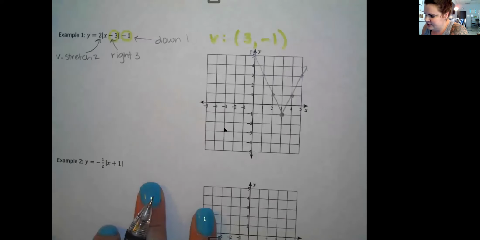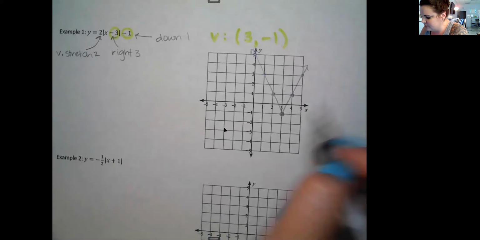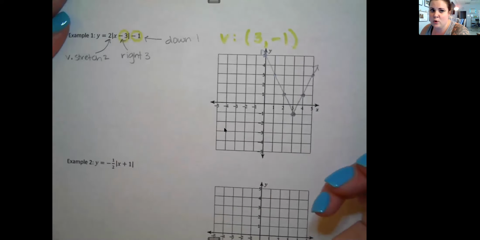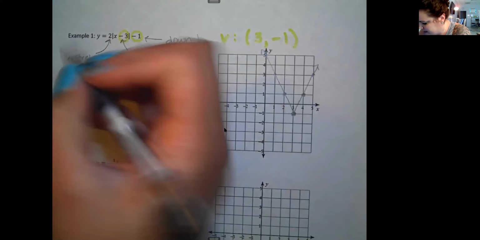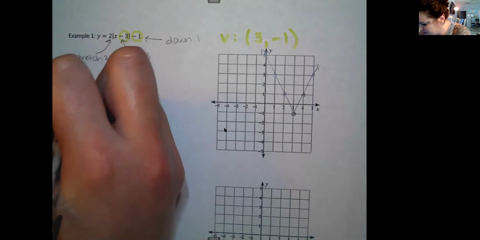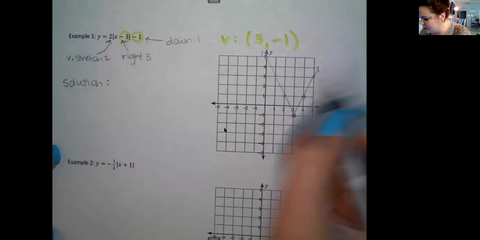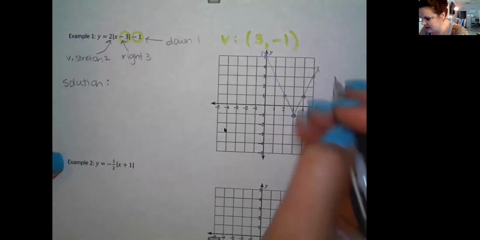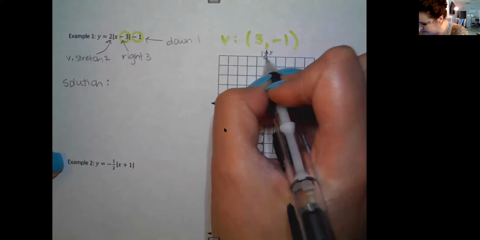All right, so we have the vertex already. If I'm looking at this, this is an equation. So if I wanted to say what a solution was, then I can look at any point that actually shows up on that line. So I'm going to go ahead and use this point right here, 0, 5.